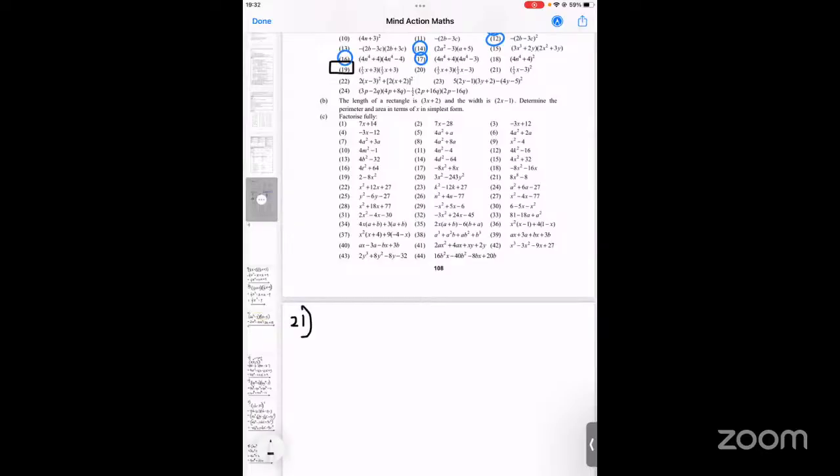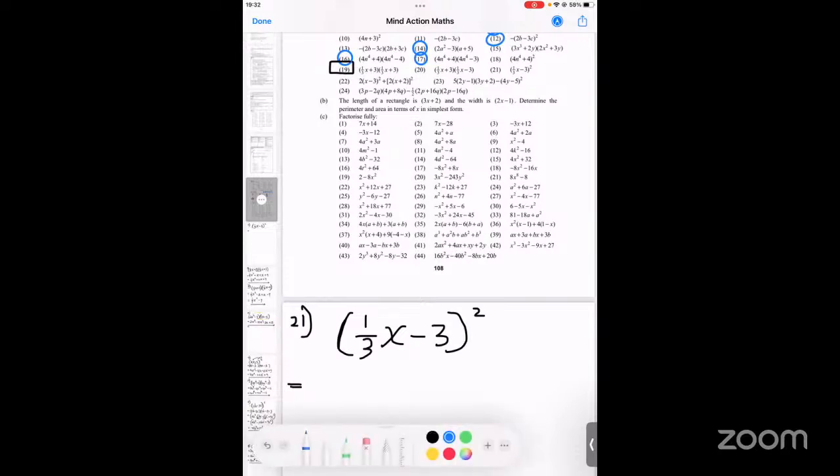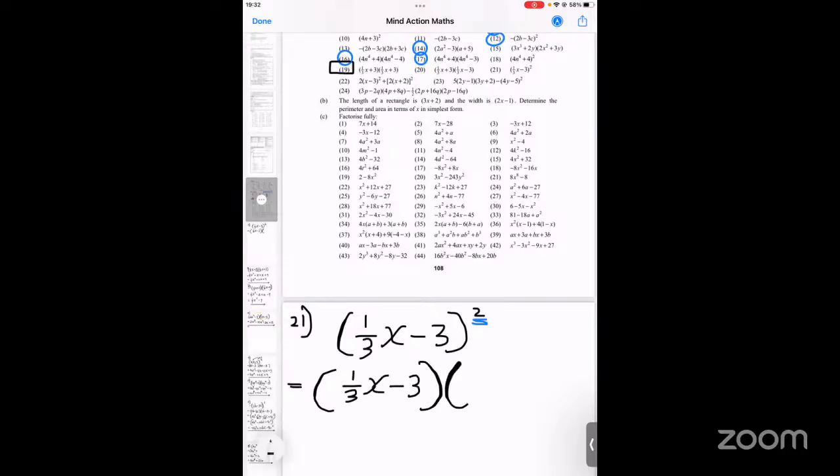Let's look at 21, where we have (1 over 3x minus 3) squared. Remember guys, at all times, it doesn't matter what the situation is, squared means two of exactly the same thing. So you will say (1 over 3x minus 3), close, open, (1 over 3x minus 3).